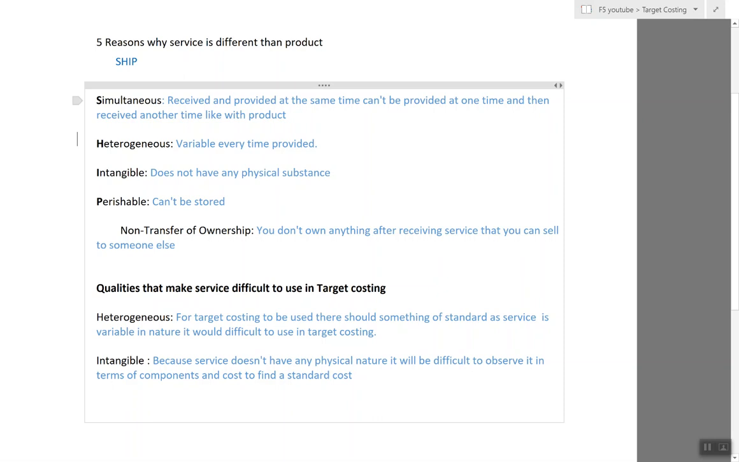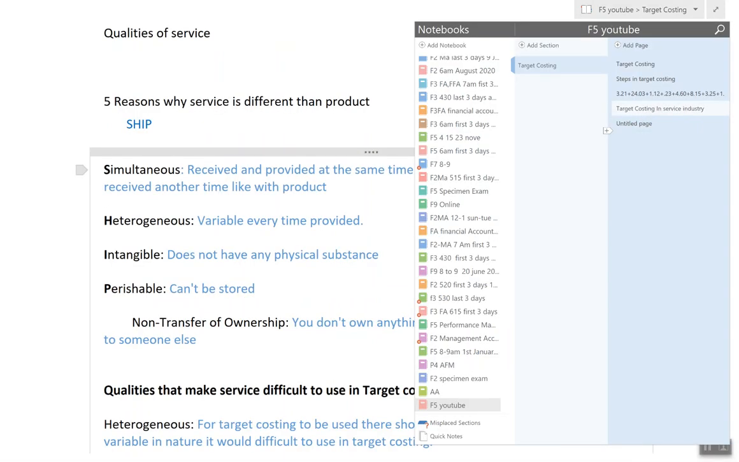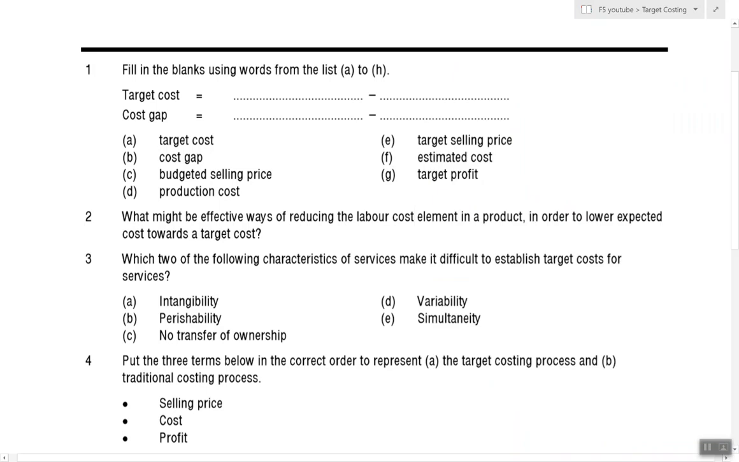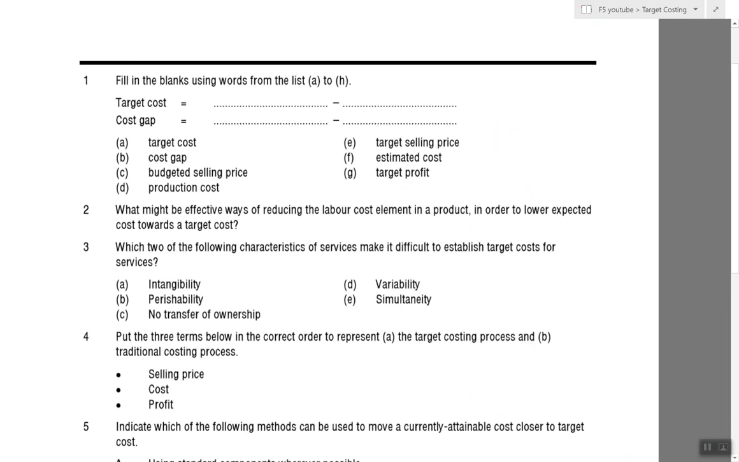I have some questions from the end of the book. Let's look at those as well, so that we have extra practice. Okay, filling the blanks using the words from A to H. Okay, so we are using these words in these blanks.